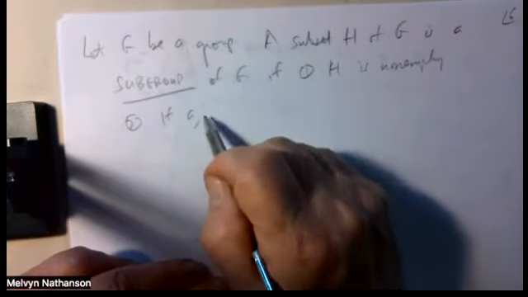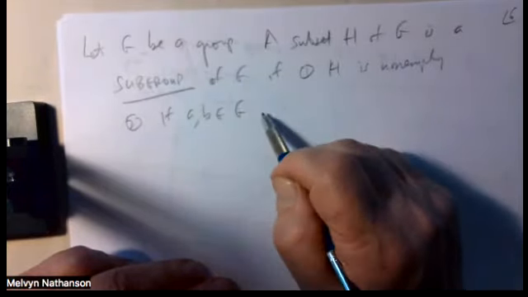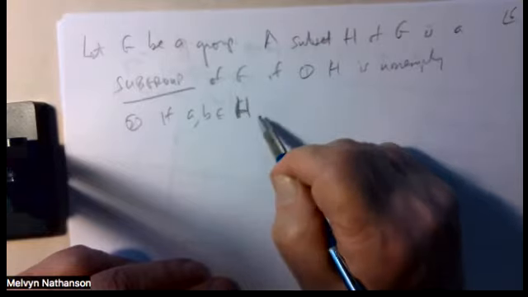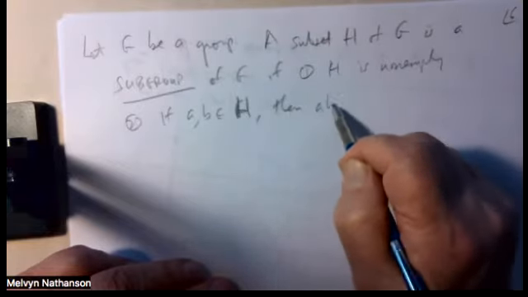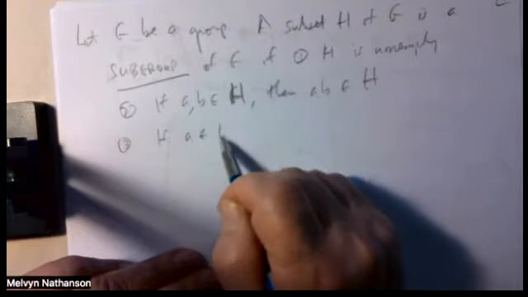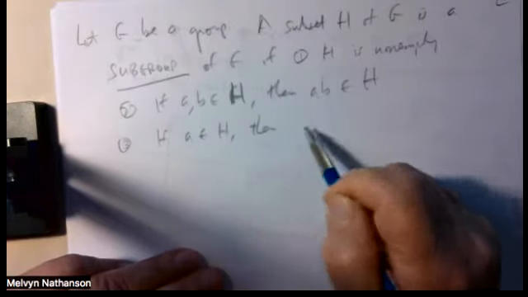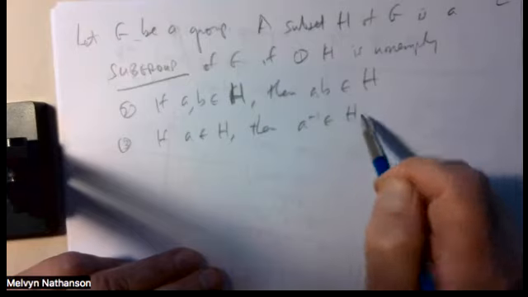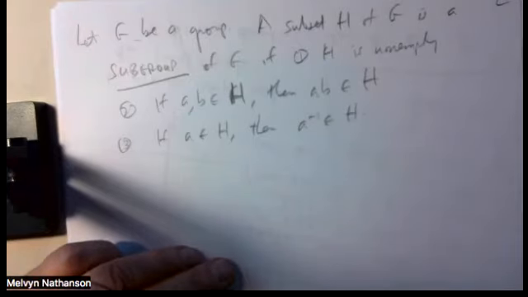It's closed under multiplication, so if A, B are in H, then A times B is in H. And it contains the inverse of each of its elements. If A is in H, then A inverse is in H. And notice, this is the definition.